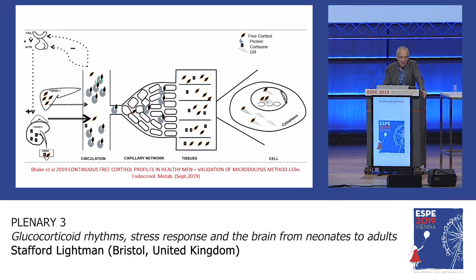So in the blood, 90 to 95% of cortisol is actually bound to plasma proteins, particularly CBG. In the capillary network, the cortisol is also bound to CBG. But when it goes into the tissues, the CBG doesn't go into the tissues, and you just get free cortisol in the tissues. And the free cortisol in the tissues is the relevant cortisol, which is available for the cells to cross into the cells and to bind to glucocorticoid receptors and mineralocorticoid receptors and to bind to the DNA.